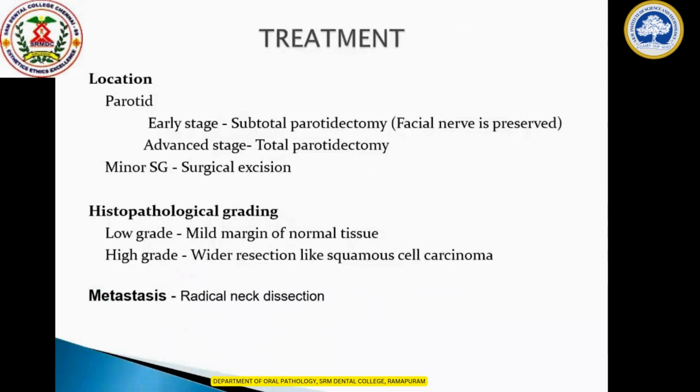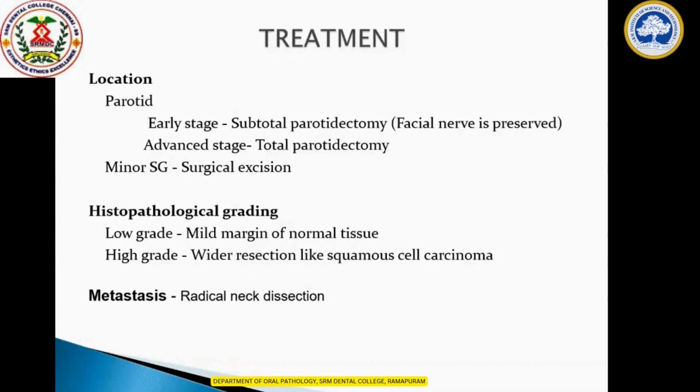So the treatment part of your mucoepidermoid carcinoma: if it's a parotid gland, if it's early stage, with very minimal involvement, you can go for a subtotal parotidectomy with the facial nerve being preserved, because it's a carcinoma now. If it's a complete or advanced stage or a high grade tumor, you go for a total parotidectomy. If it's a minor salivary gland lesion, you go for a wide surgical excision.